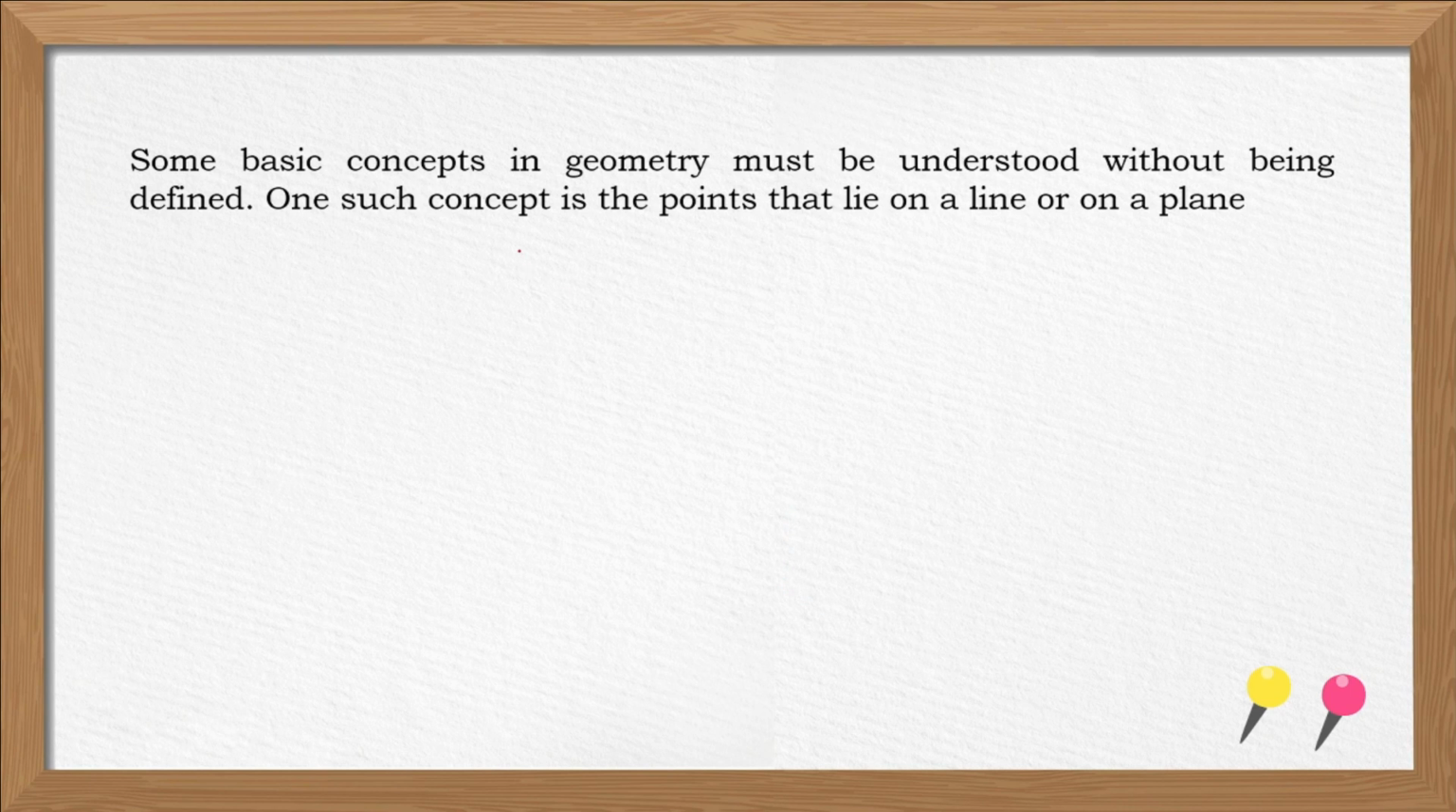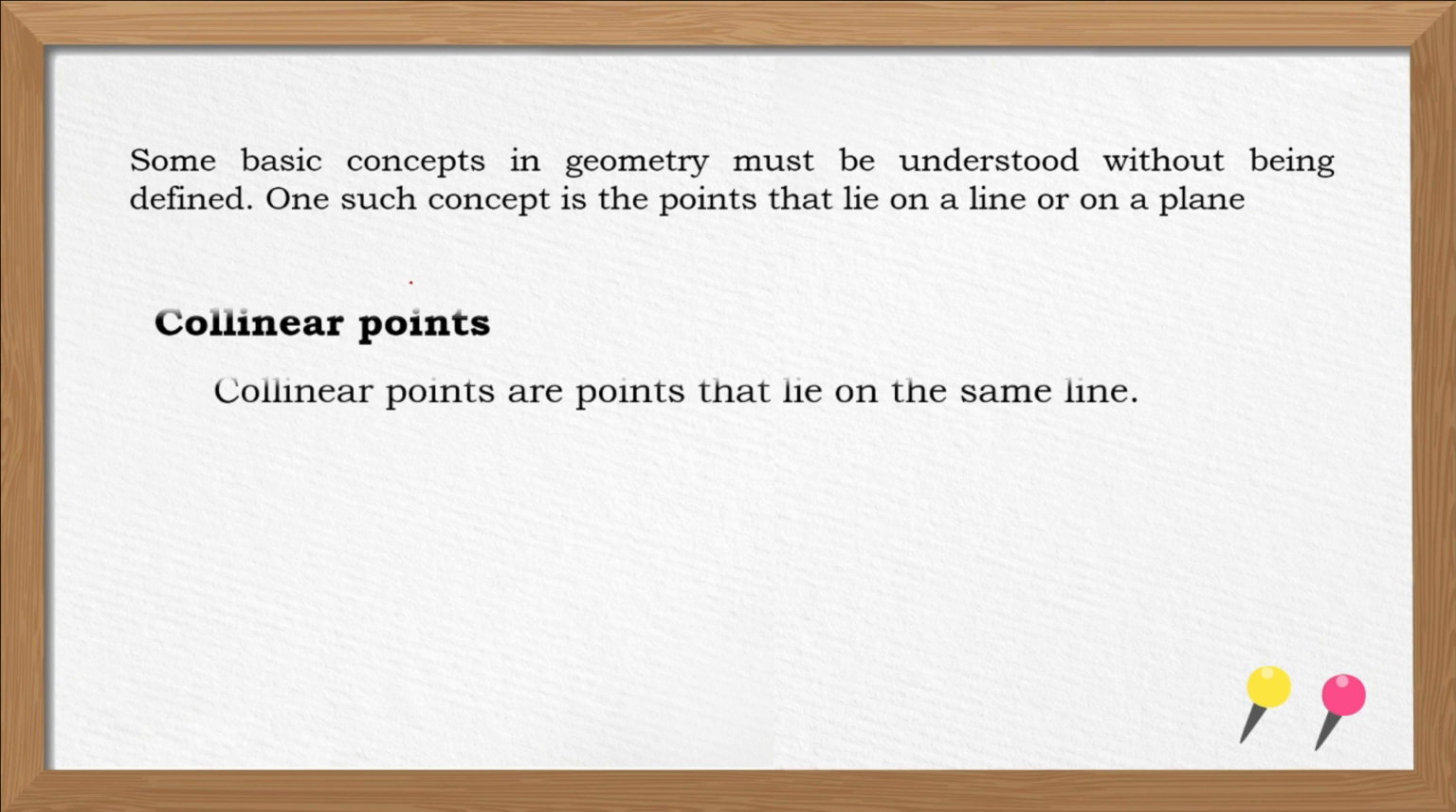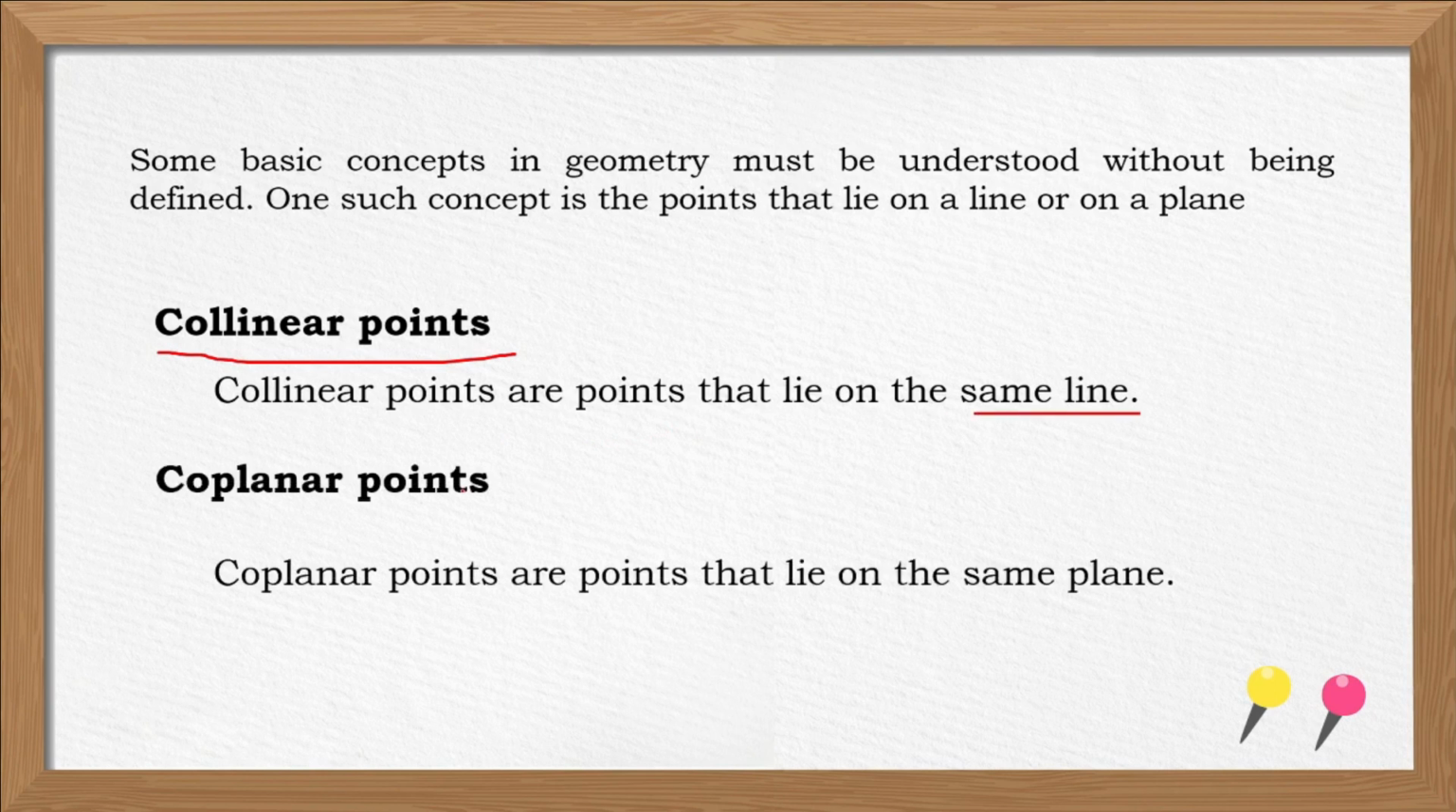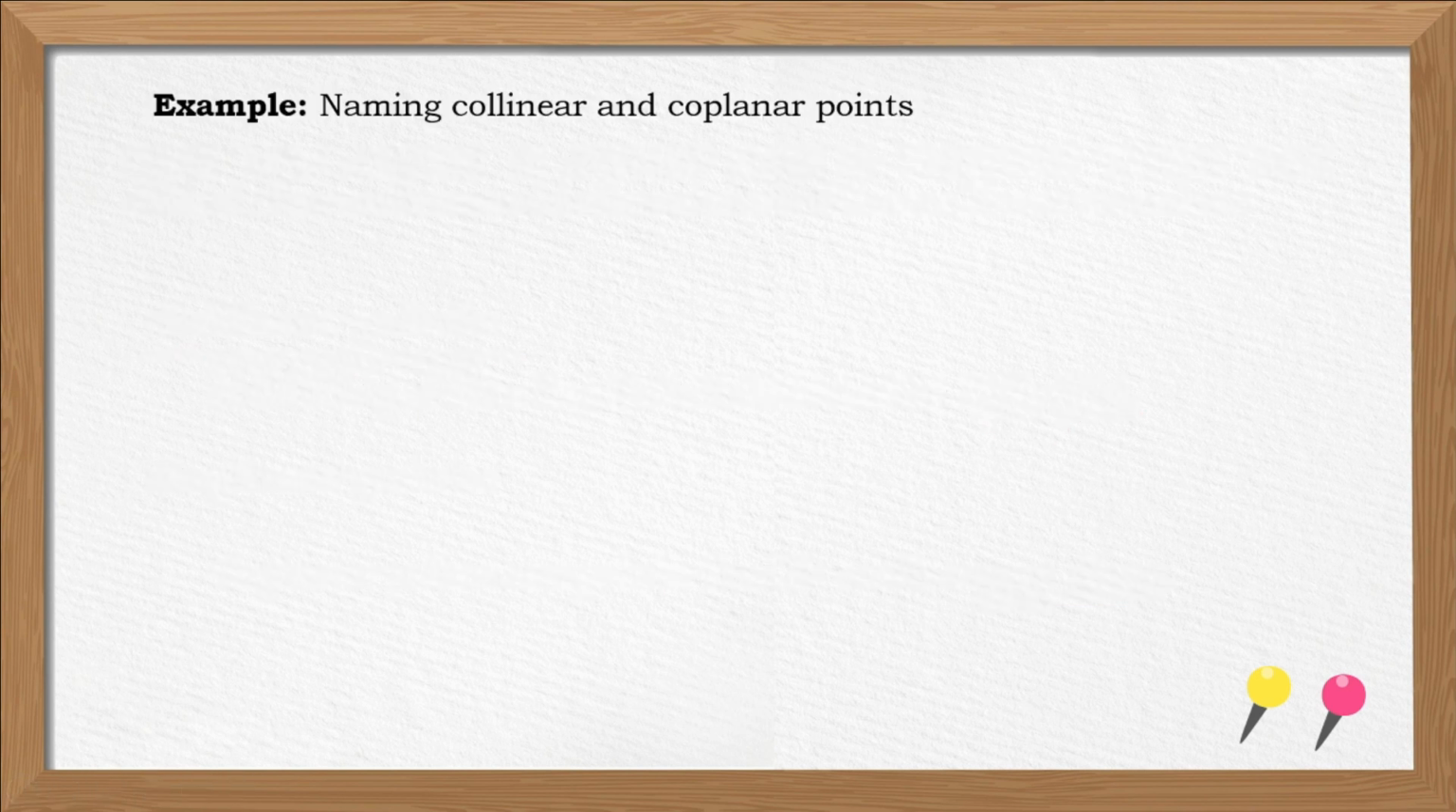Okay, some basic concepts in geometry must be understood without being defined. One such concept is the points that lie on a line or on a plane. So we have collinear points. Collinear points are points that lie on the same line. And we also have coplanar points. Coplanar points are points that lie on the same plane. So that is the difference. So let us have some examples of naming collinear and coplanar points.